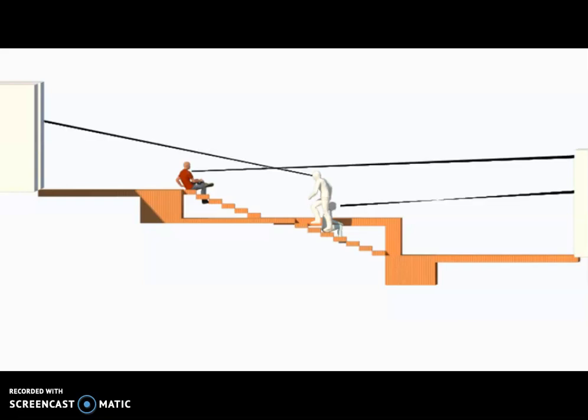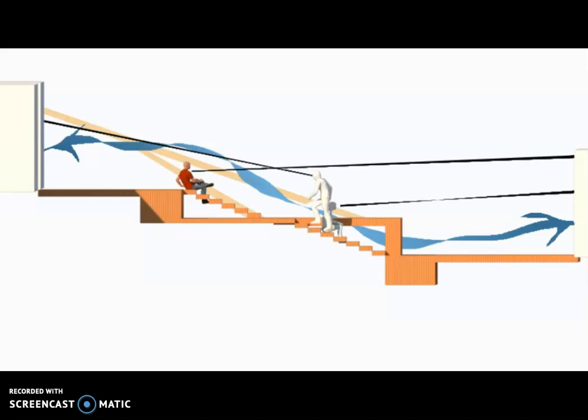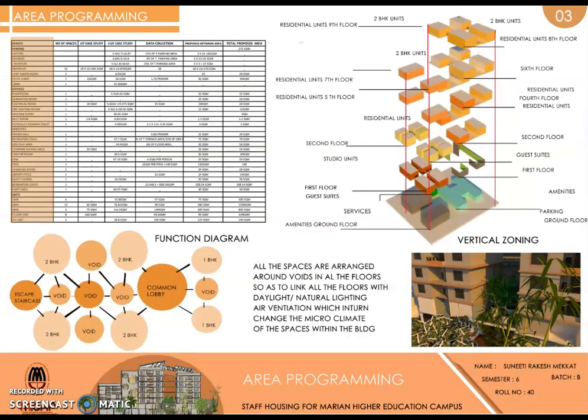The space is always well ventilated and is always lit. Area programming and zoning. The horizontal zoning on the function diagram is such that all the spaces are linked to voids. The function diagram shows the proximity of all the spaces to the voids. And two apartment units share a common void.